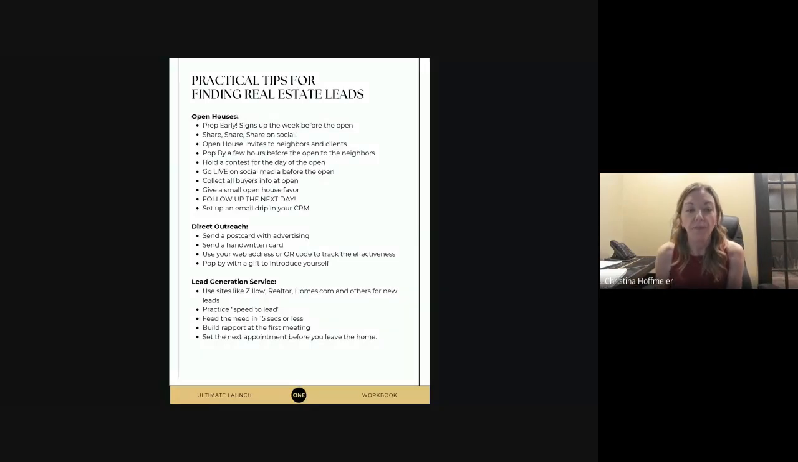Invite them over. Pop by a few hours before the open house to re-invite the neighbor. So stop over with some type of gift, some type of show of admiration to the neighbors and say, listen, I don't know if you got my flyer last week, but we're having an open house over at Adam and Jan's house down the street.